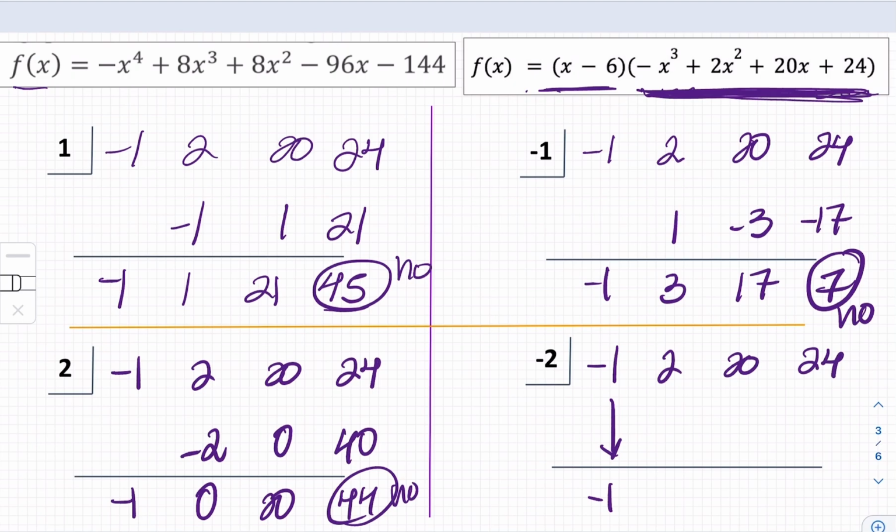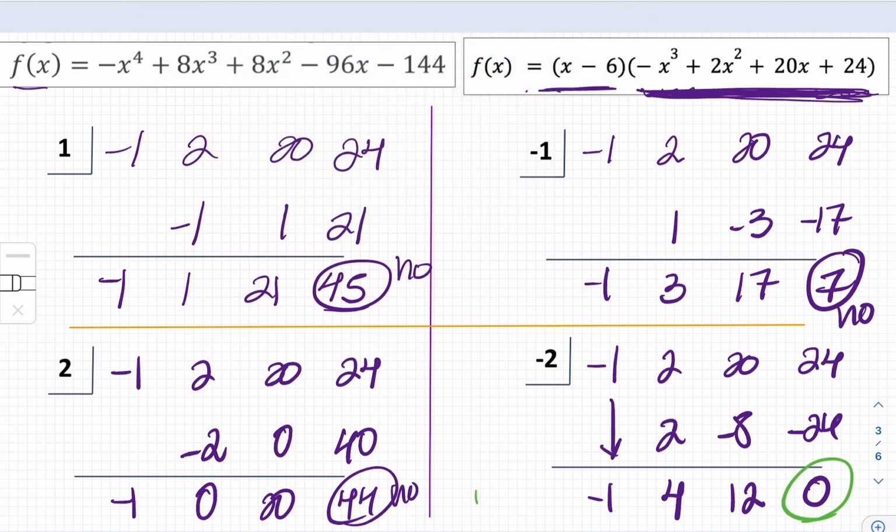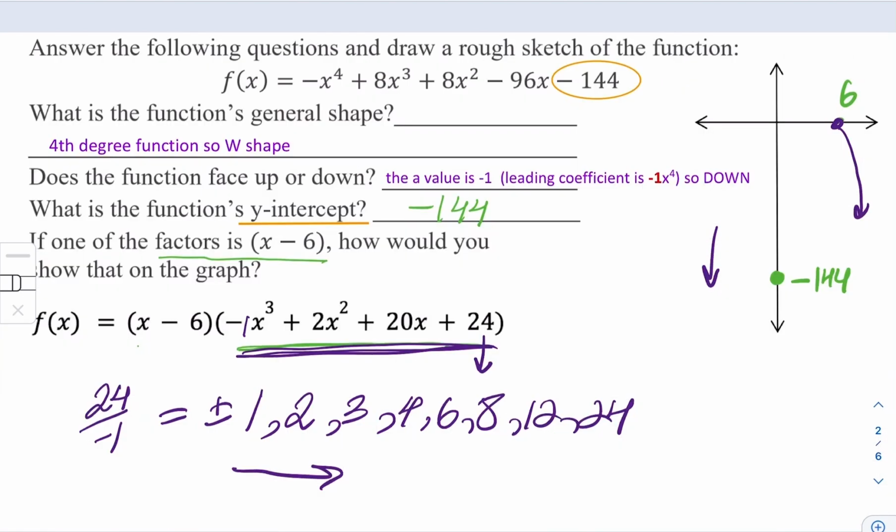Okay, so -2 times -1 is 2. 2 plus 2 is 4. -2 times 4 is -8. That's 12. Ooh! Yes. Very exciting. Okay. So what does that mean? That means that -2, right? So -2, 0 is on the graph, and it means it's one of our x-intercepts. And that totally makes sense based on our end behavior, right?